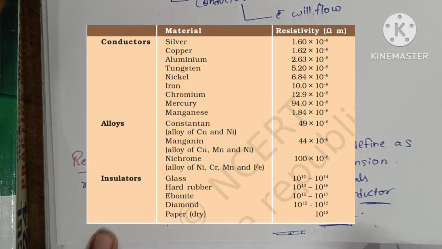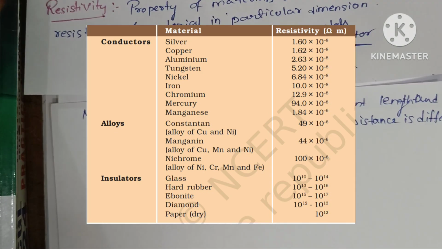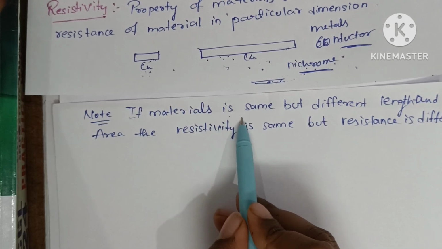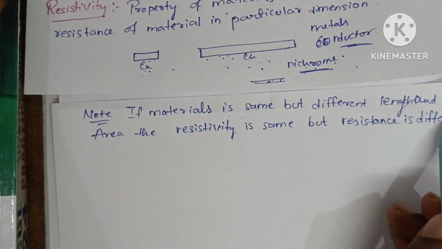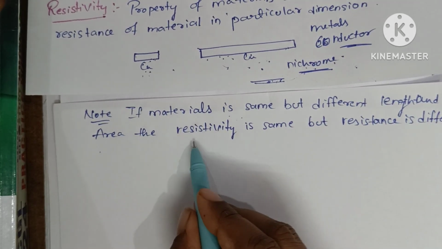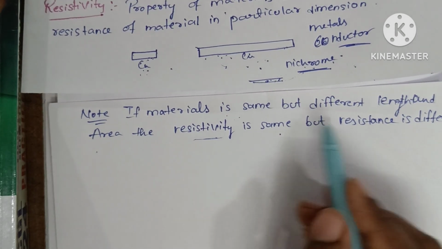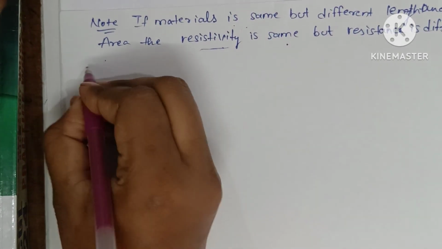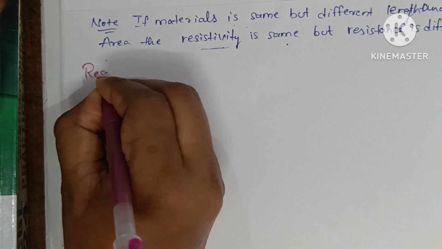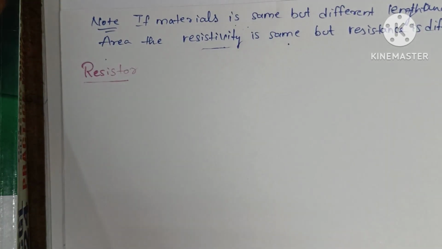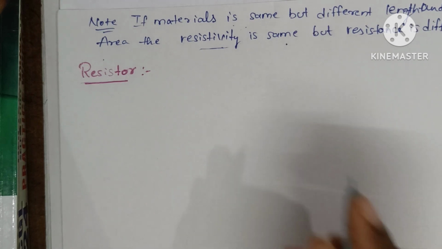Okay, here is a list of your resistivity powers. So here, note point: if the material is the same but the length and area are different, the resistivity is the same but the resistance is different, as I said. So the next new word that came here is resistors. Actually, what are resistors here? What do resistors mean?